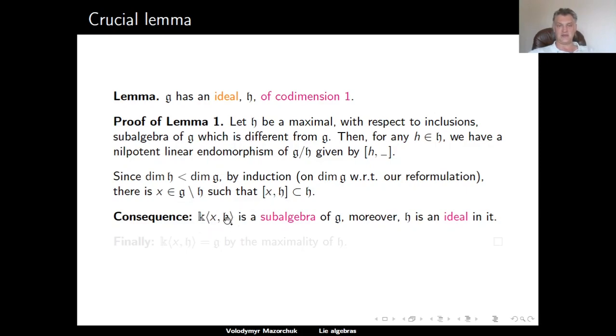Indeed, any element in the linear span is a linear combination of x and something in H, and the commutator of H and H belongs to H, the commutator of x and x is 0, and the commutator of x and H belongs to H. So this linear span is indeed stable under the Lie bracket. But H is an ideal in this Lie subalgebra, because the commutator of x and H belongs to H. It remains to note that by the maximality of H, this linear span must be equal to G. So G is obtained from H by adding one more element. In particular, H has codimension 1 in G.